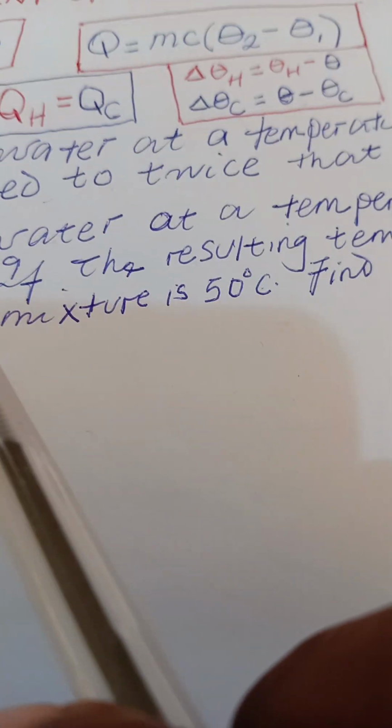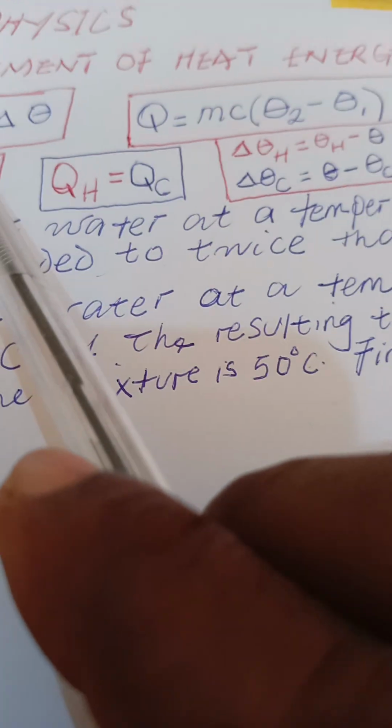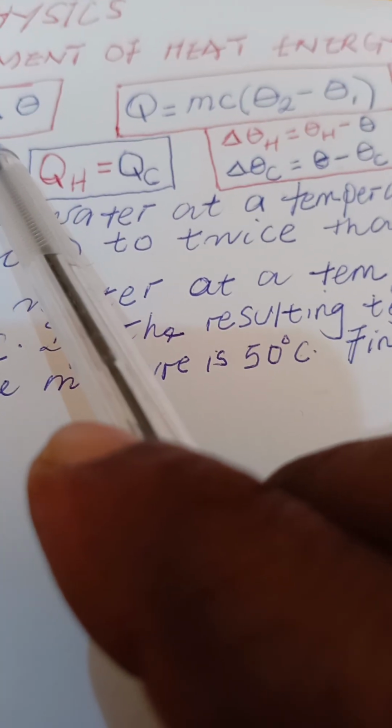With this, I think we should understand that the quantity of heat equals the mass of the object multiplied by its specific heat capacity times the change in temperature.